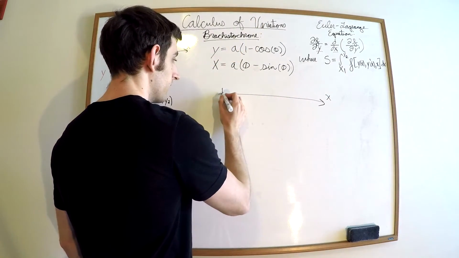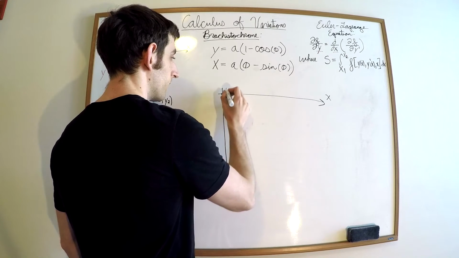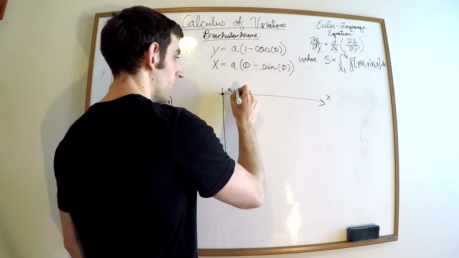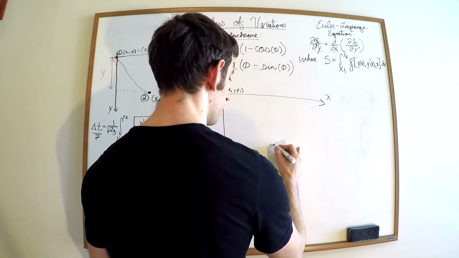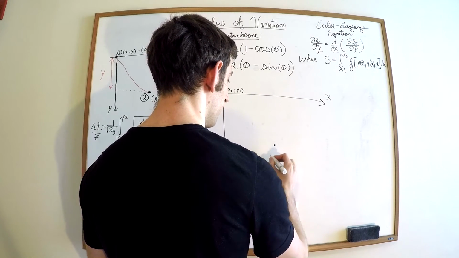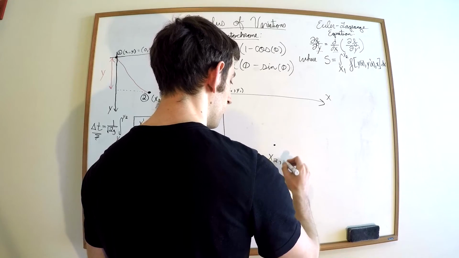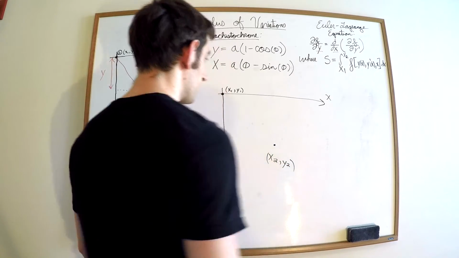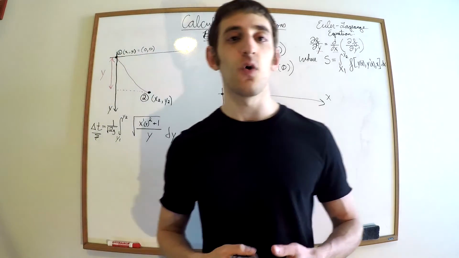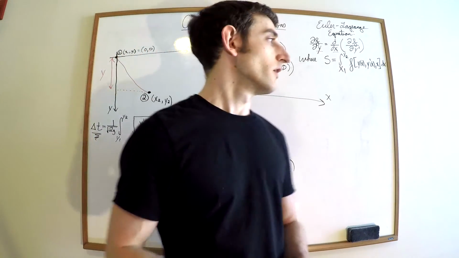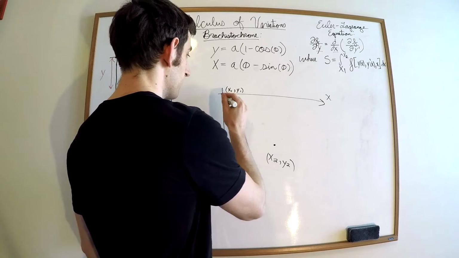So we're starting here. This is x1, y1. We're going to point 2. I'm going to put it down here, x2, y2. What does this curve look like? Well, this curve is actually what is known as a cycloid. So it's going to look something like this.